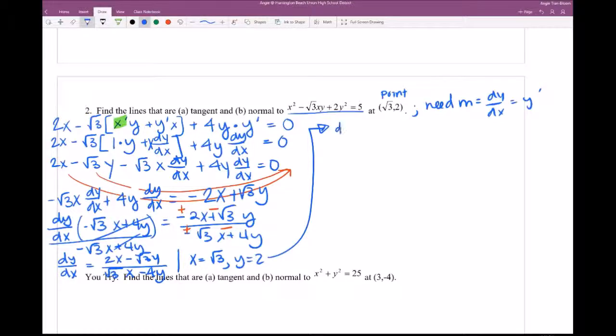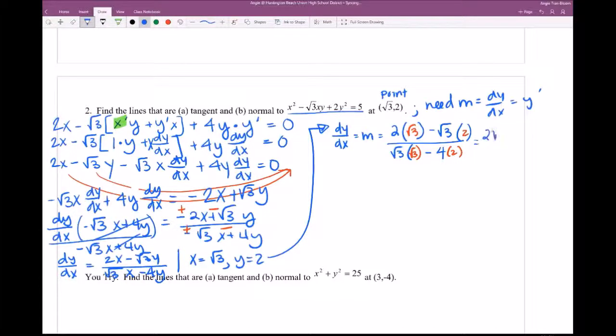So when I plug in, dy over dx is the same as slope now, is 2 times x is radical 3, okay? Minus radical 3, y is 2, okay, all over. On the bottom, I have radical 3, y is 2, minus 4 times, oops, I'm sorry, that's x, radical 3 times x is rad 3. Okay. Minus 4 times y, which is 2. Then let's simplify. Here we go.